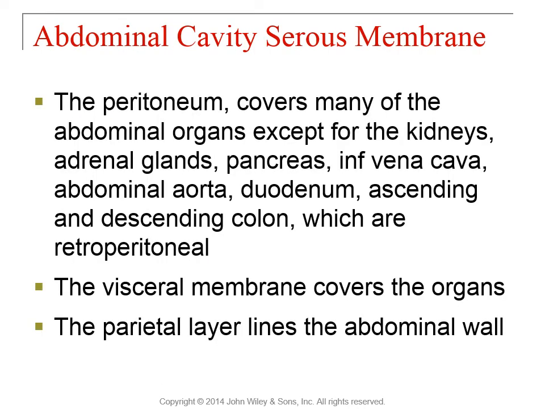Now, the peritoneum is going to be a special covering. It's going to line the abdominal organs, except for the kidneys, adrenal glands, pancreas, inferior vena cava, the abdominal aorta, duodenum, and ascending and descending colon. These are what's known as retroperitoneal. So in other words, they will be found on the posterior portion of the abdominopelvic cavity. That's actually a very good test question, so you definitely want to learn these in particular. Just as we find in the pericardium and also in the pleural cavity, the visceral membrane is going to cover the organs. The parietal layer is going to line the abdominal wall.